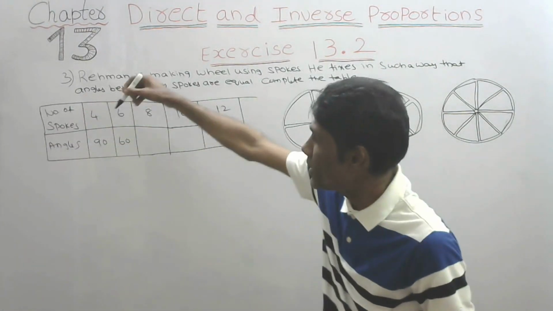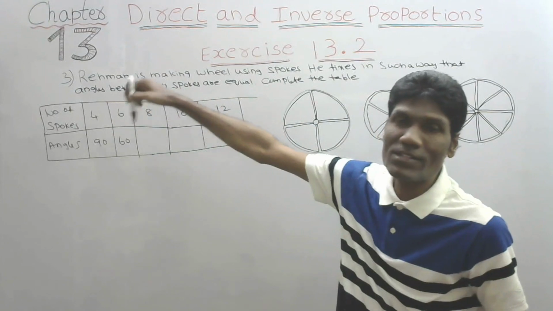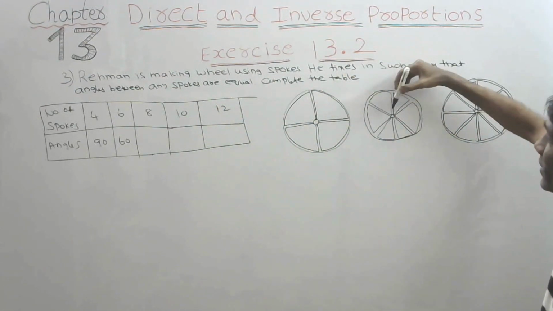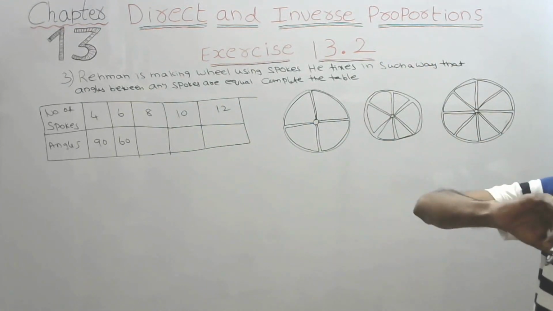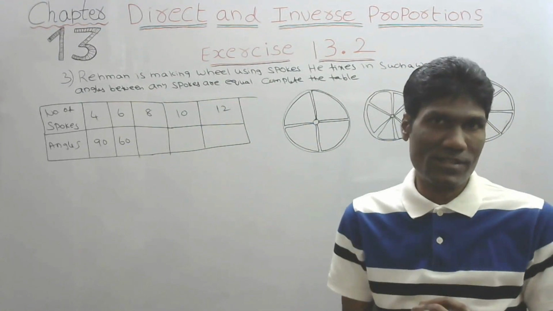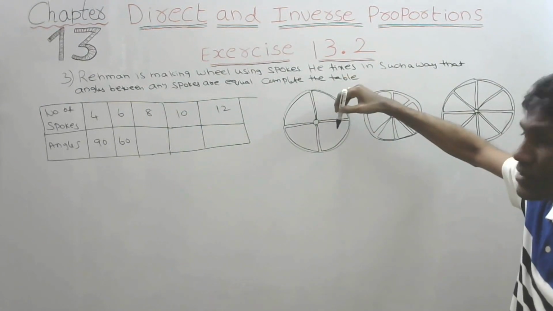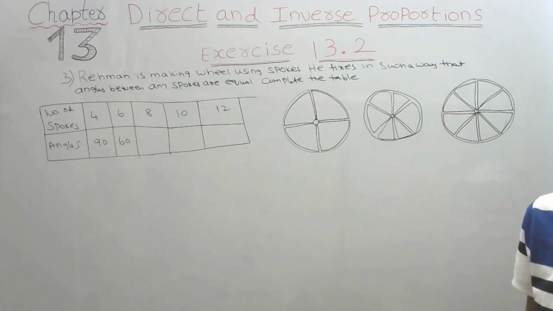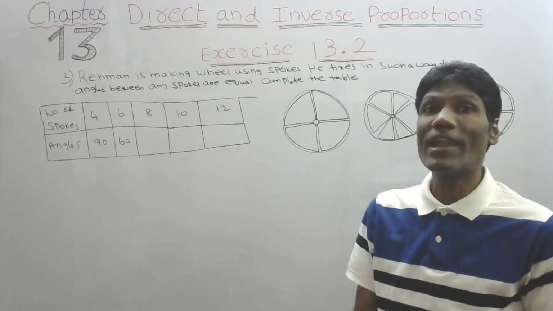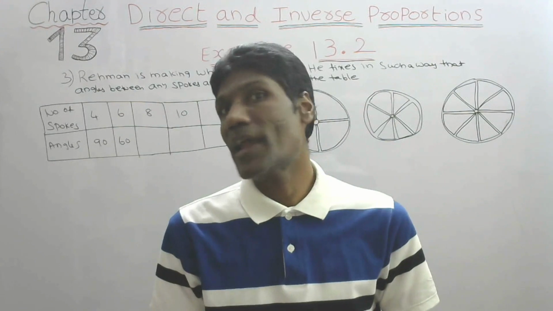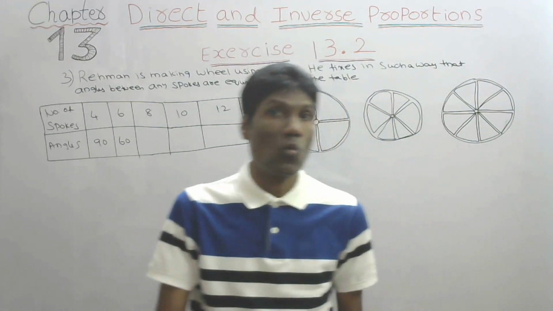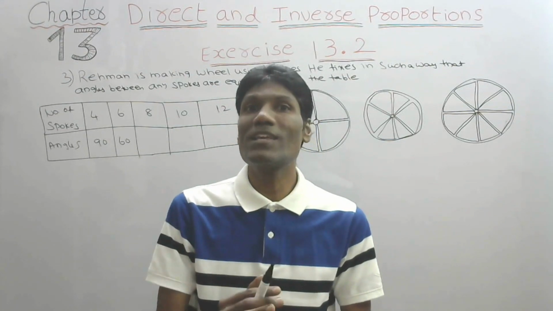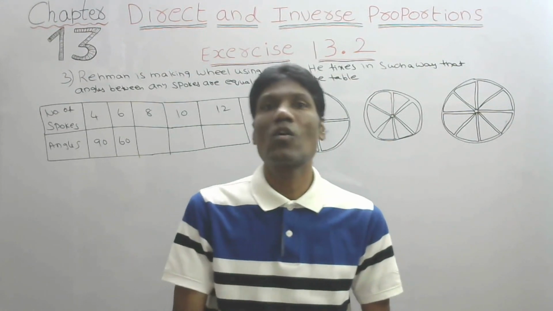So when one quantity is increasing, what is happening to the other quantity? When the number of spokes is increasing, the angle between them is increasing or decreasing? When the number of spokes is increasing, then the angle is decreasing. So that means they are inversely proportional. So what is the concept behind inverse proportion? The product is constant.